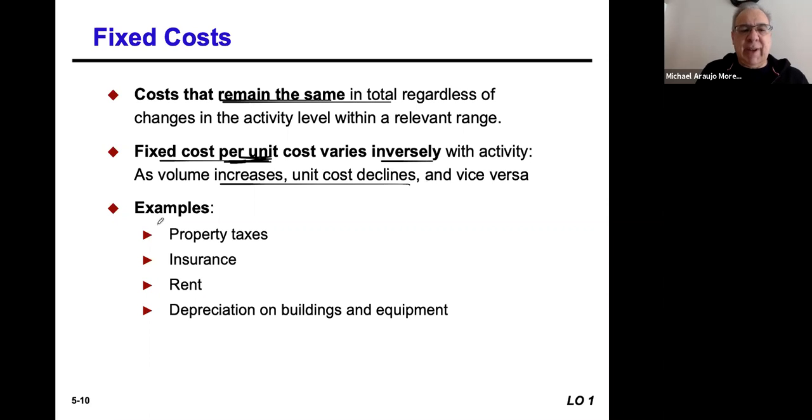Okay. So again, fixed costs like property taxes, insurance, rent, depreciation are fixed for the month, right? It doesn't really matter. Those costs in total are the same, regardless of the activity level. However, when you compare those costs per unit of activity, that's where you're going to see that inverse relationship.